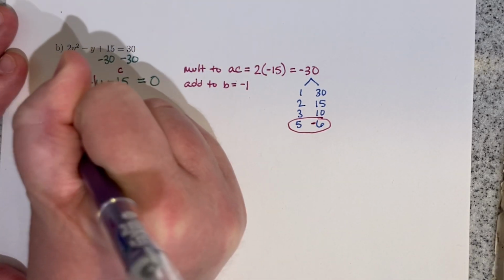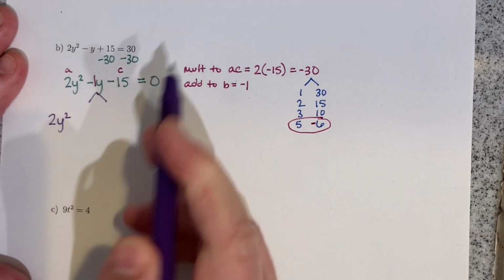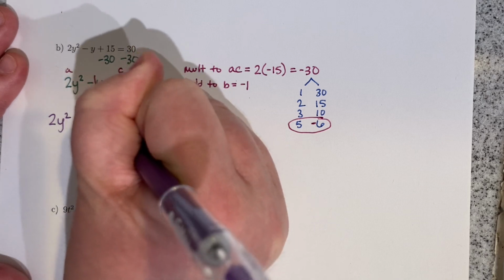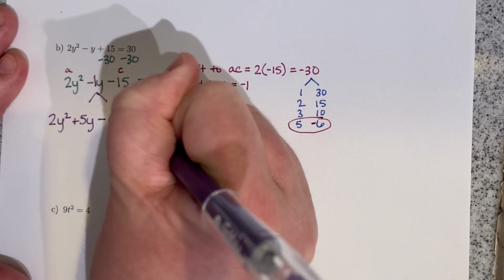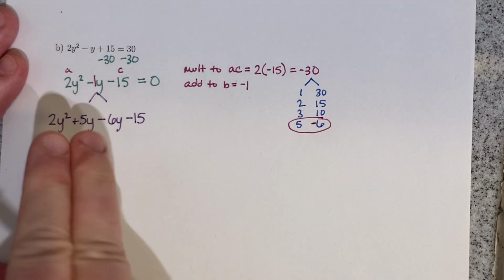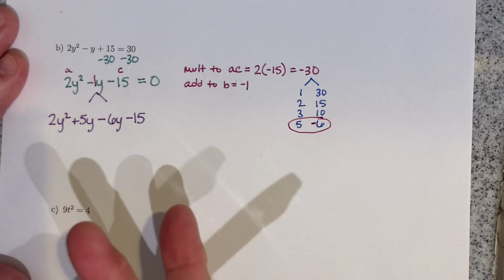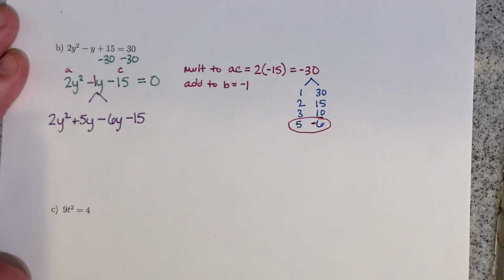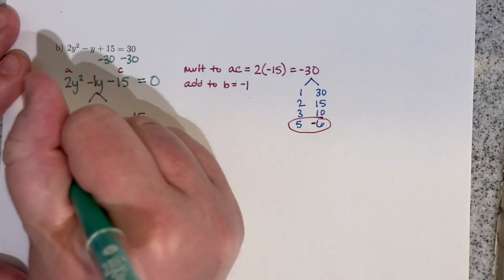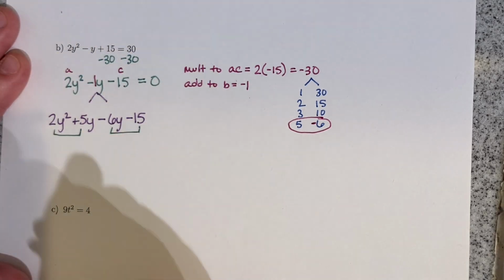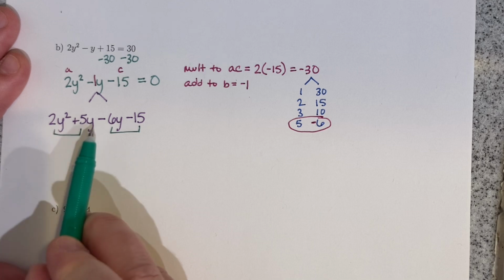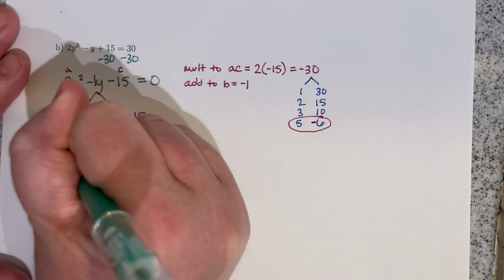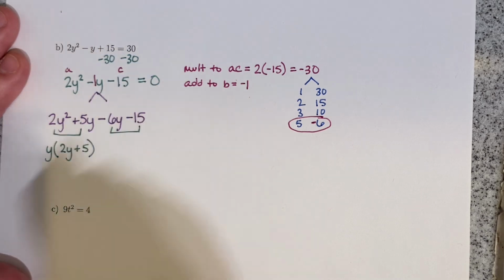So we get 2y squared, and instead of -1y, I use +5y minus 6y minus 15. And you could have put the -6 and the 5 in the opposite order. I was just matching with what was over here. And now we factor 2 by 2, factor by grouping. Between the first two, the GCF is just y. And what's left behind is 2y plus 5 after we divide by y.